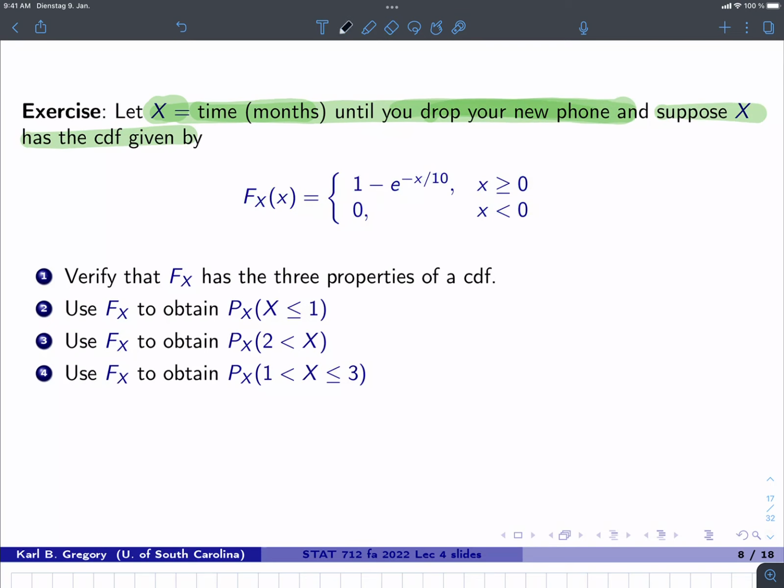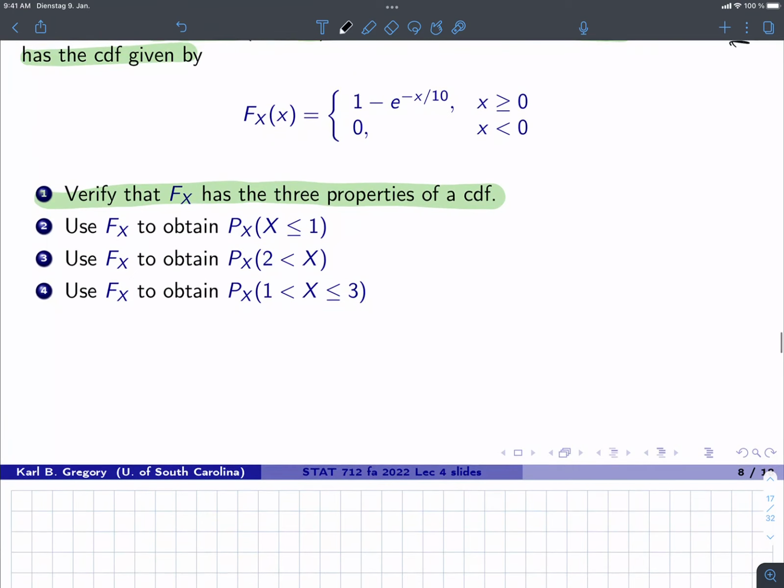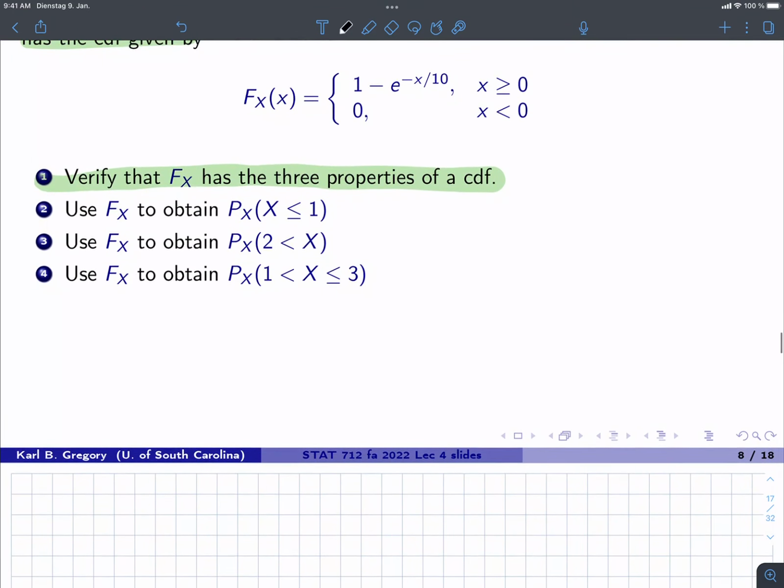So let's check whether this CDF has the three properties of a CDF. And maybe we could also ask, is X continuous or discrete? I think maybe the best way to do this is to just draw a picture of the first one instead of going into all the details rigorously.